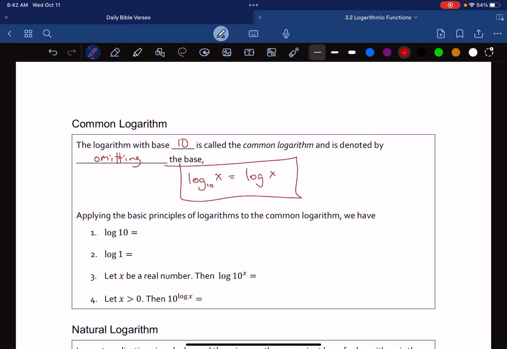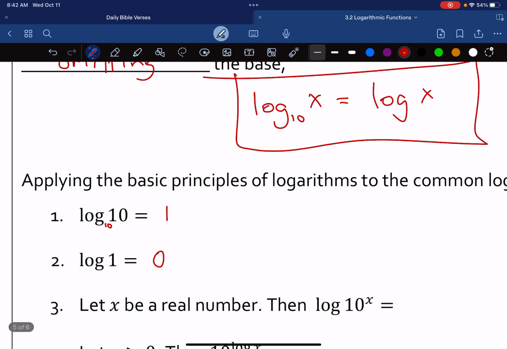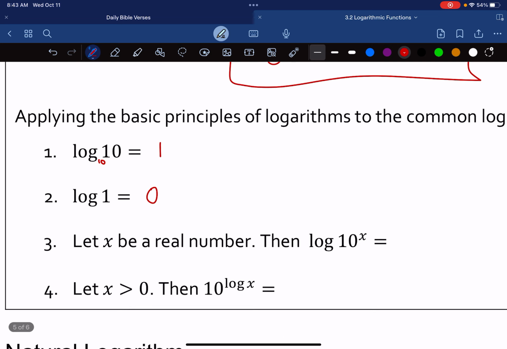So if we look at the first one here, number 1 there, it says the log of 10. Well, don't forget, what that means is it's the log base 10 of 10. And so that's going to give us a 1. Here we have the log of 1, which means it's the log base 10 of 1. So that's 10 to the 0 equals 1, so 0. Here, x can be a real number, then log of 10 to the x, well, that's log base 10 of 10 to the x.